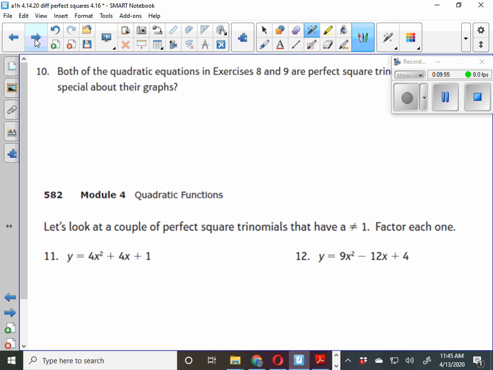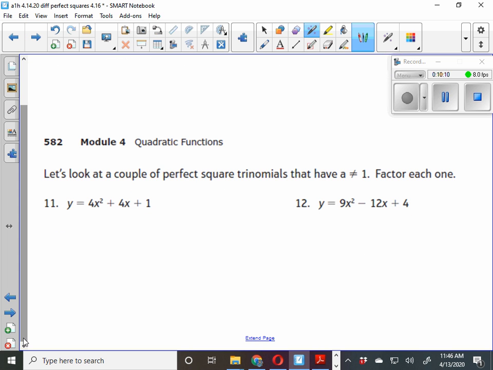Those were both perfect squares, as you're trying to point out. They said for number 11, let's look at a couple different perfect squares that have a not equal to 1. This is kind of interesting. So we're still going to go through that process. I'm going to have you factor this normally and see if you can find some patterns.